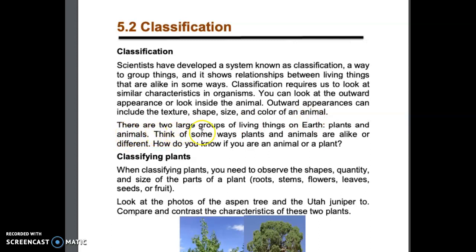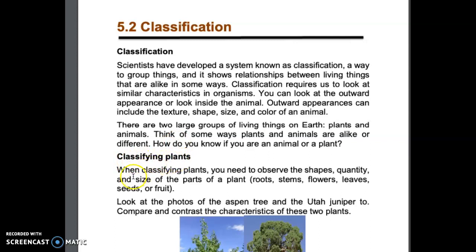There are two large groups of living things on Earth, plants and animals. Think of some ways plants and animals are alike or different. How do you know if you are an animal or a plant?